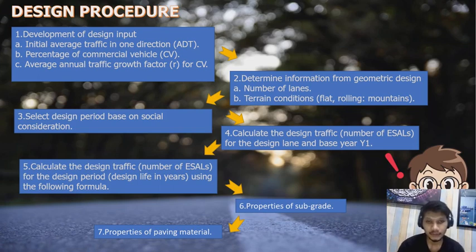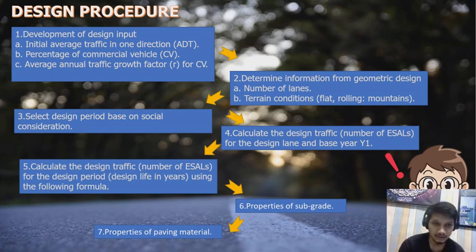Next is the design procedure. This procedure shows the steps of how we solve traffic congestion in Kuching, Sarawak. Firstly, development of design input. There are three of them: initial average traffic in one direction, percentage of commercial vehicles, and average annual traffic growth factor for CV. Secondly, determine information from geometric design: number of lanes and terrain condition. Third, select the design period based on social consideration. Fourth, calculate the design traffic for the design lane and base years.